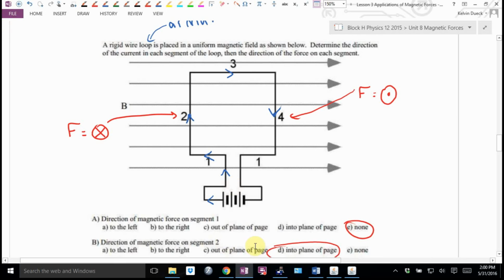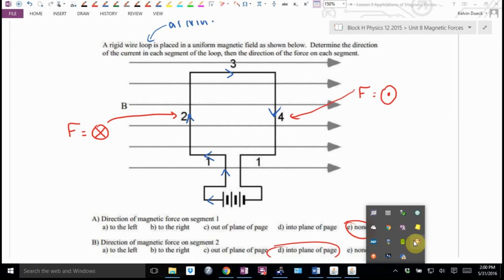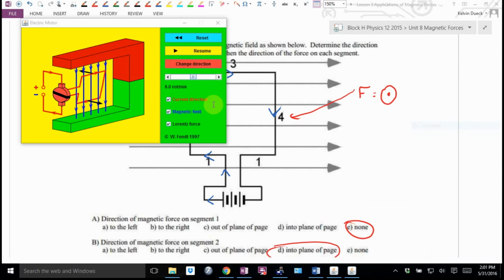Let me pause the video for a second while I go find something to make this analogy. So the easy way to do that is with that split ring commutator, letting its momentum carry it for a split second. That'll guarantee that you always have, in this example, current flowing away from us in the top of this and flowing towards us in the bottom. We've managed from a direct current source to come up with a clever alternating current system, which we need to continue the spin. Okay?